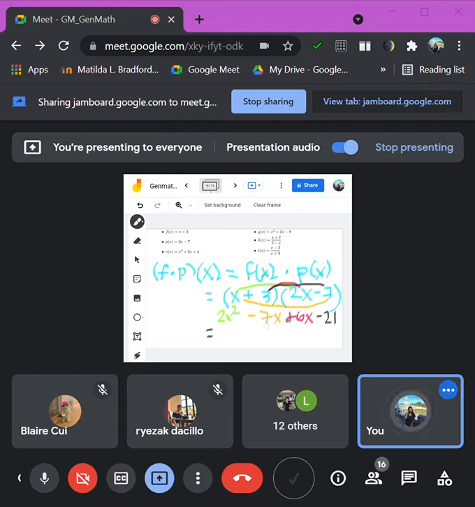No. Because we still have like terms. When we have like terms, because they have the same variable and the same exponent, we can combine them. So we have there 2x squared, and then negative 7 plus 6, how much? Negative 1. Negative 1, or you can put only negative x. And then minus 21. Then voila, that's your final answer.